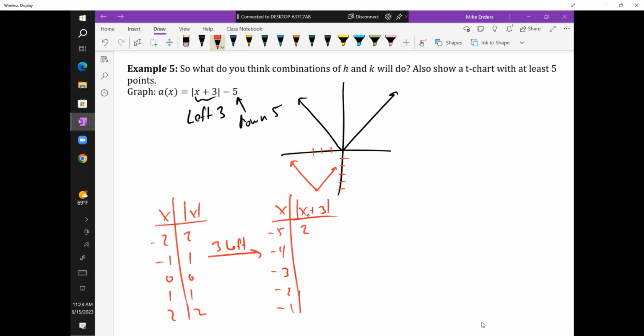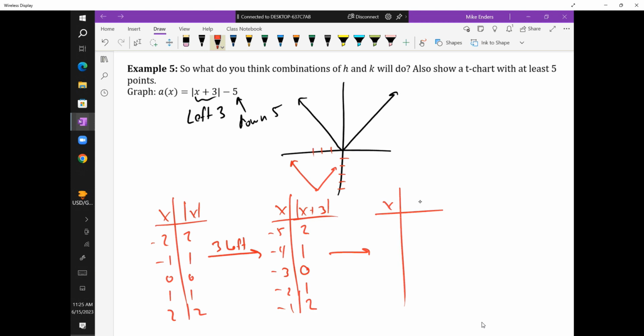Plug in -4. -4 plus 3 is -1. Absolute value of -1 is 1. Plug in -3. -3 plus 3 is 0. Absolute value of 0, still 0. -2 plus 3 is 1. Absolute value of 1 is 1. -1 plus 3 is 2. Absolute value is 2. So we do see what we expected as far as showing algebraically what's taking place. If I move 3 to the left, I want to move 3 places to the left so that my y values end up still being the same thing.